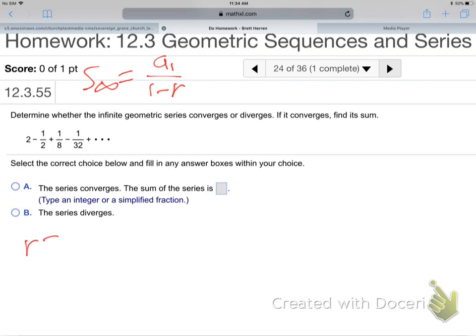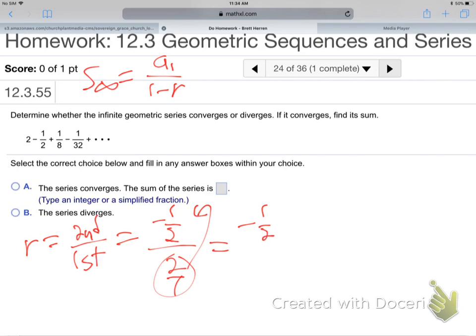So the r is always the second term over the first term. Second term is minus a half. First term is 2. And this is 2 over 1. Flip it up. Minus a half times 2 over 1. These cancel. Minus 1? No, what am I doing? Oh, you're supposed to multiply. Now I see what happened. It's minus a half times 1 over 2. When I flipped it up, I didn't flip it. So minus 1/4. There we go. So the r is minus 1/4.